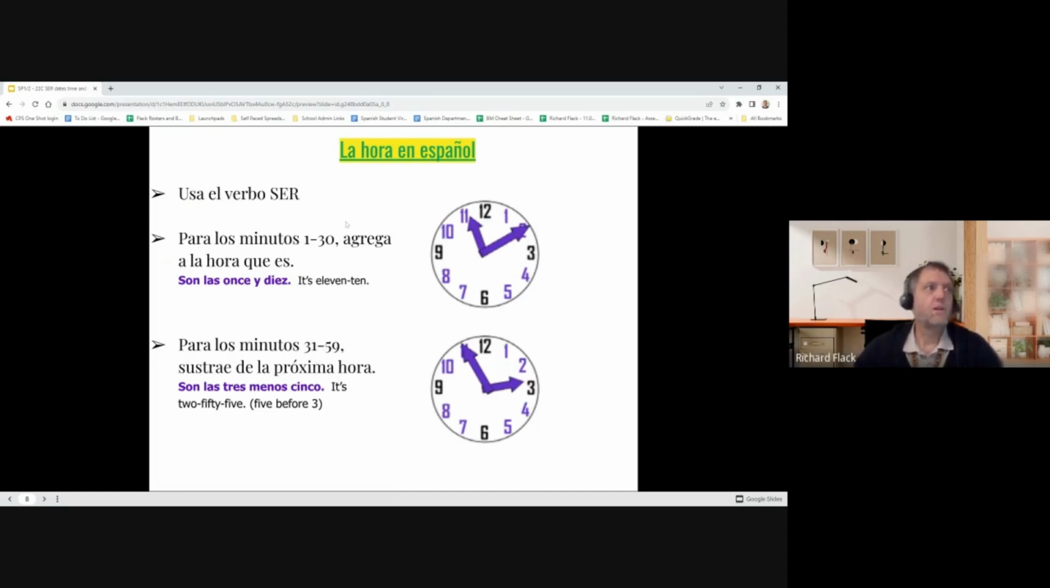Okay, so how do we talk about time? ¿Qué hora es? So if we are talking about time and we're going to name the hour and the minutes, if they are before the 30-minute mark, so 1 to 30, we're going to add. So, son las 11, it's the 11 o'clock hour. Y 10. Y means and, 10. It's 11:10, 10 minutes after 11.